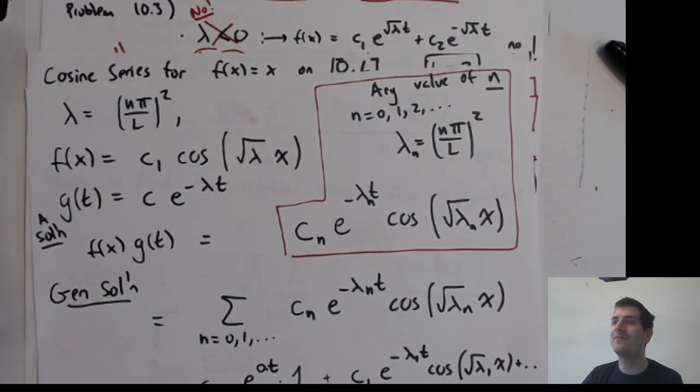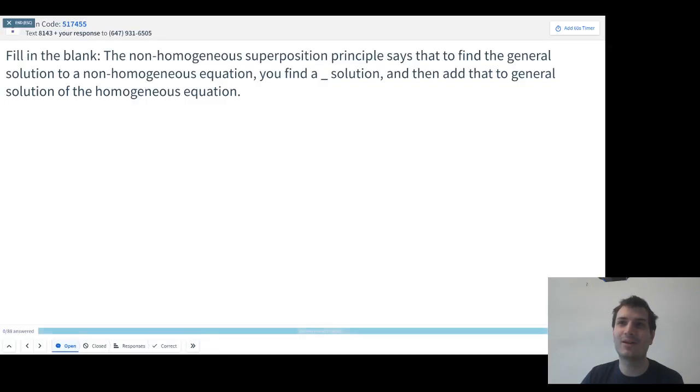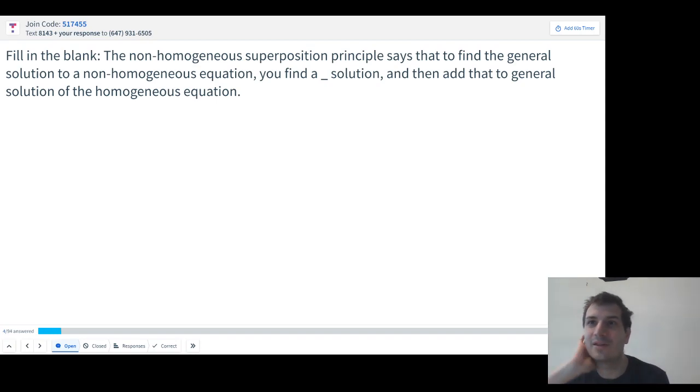The first thing I have for you is a fill in the blank about the non-homogeneous superposition principle. The blank is a short blank: you'll find a blank solution to the non-homogeneous problem. That's open on Top Hat, and you can take a stab at it. I'll let you read it while I answer a couple other questions.